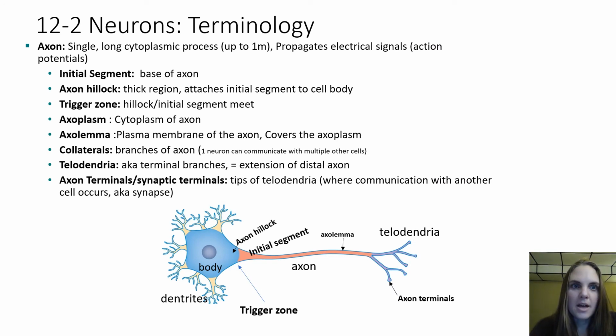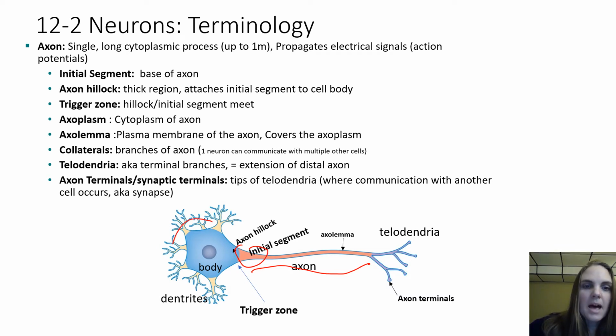So let's just review and talk about some of the parts of our neuron. So remember, we have our axon. We've got the axon here, which is that single long cytoplasmic process, which can be quite long, up to 1 meter in length. And that is the part of the neuron which is going to propagate the electrical signal, which is our action potentials. At the beginning of the axon, we have what's called the initial segment. Basically, it's just the base of the axon.